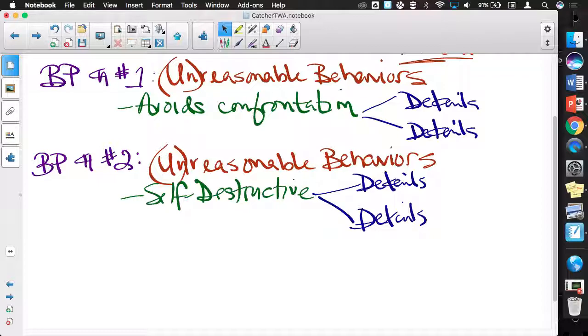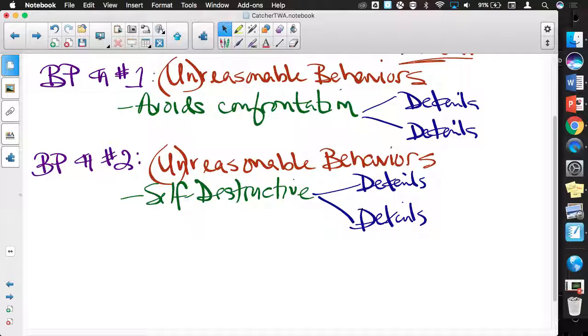I wouldn't want it to be, he avoids confrontation because he doesn't see Jane, and then that's the only thing that happens. The nice thing would be that you're trying to get some encompassing examples so that you can see how this continues to show up throughout the course of the book. But you could go right here, first body paragraph, his behavior is unreasonable because he avoids confrontation. Here's some examples. Second body paragraph, his behavior is unreasonable, self-destructive. Here are some details that you get into.